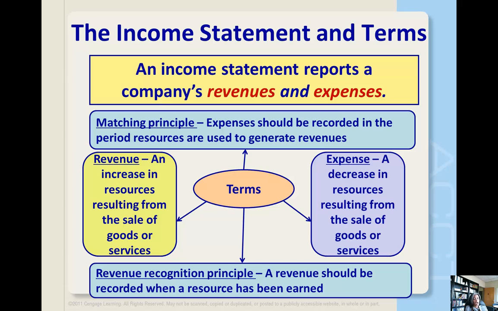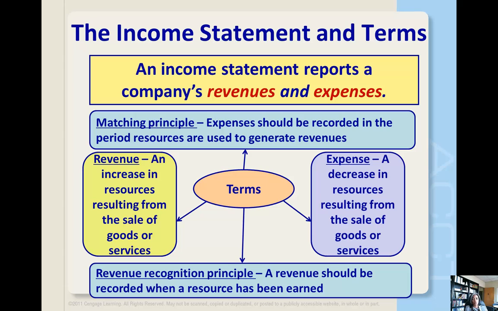Second is the matching principle. Expenses are recorded according to the matching principle, and what that principle states is that expenses should be recorded in the period that the resources were used to generate those revenues.